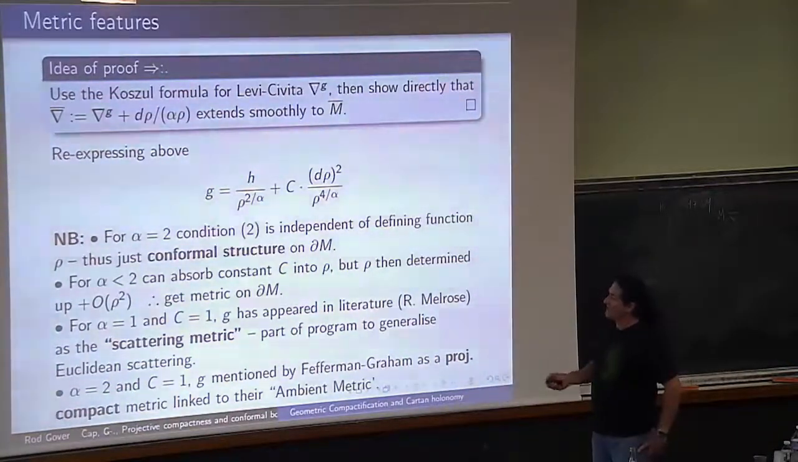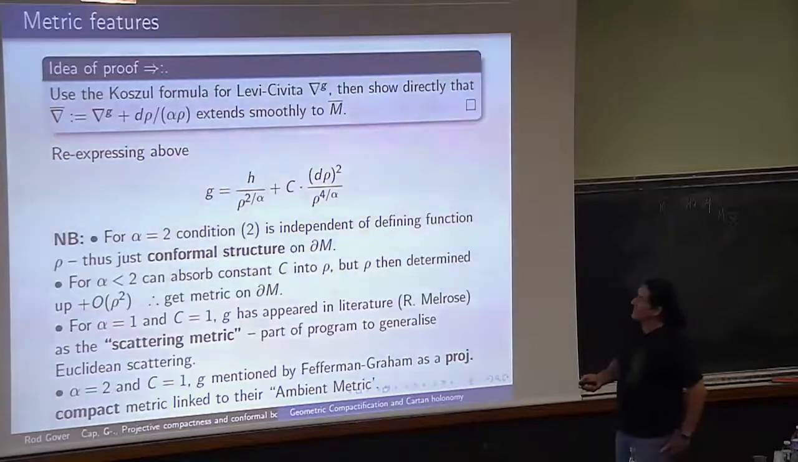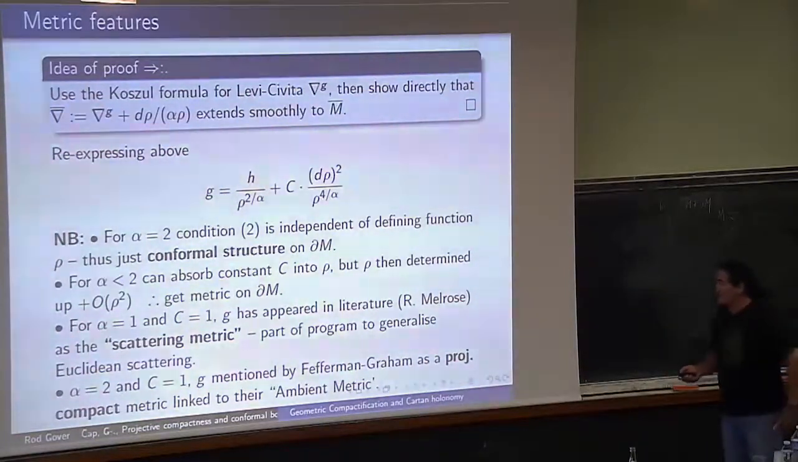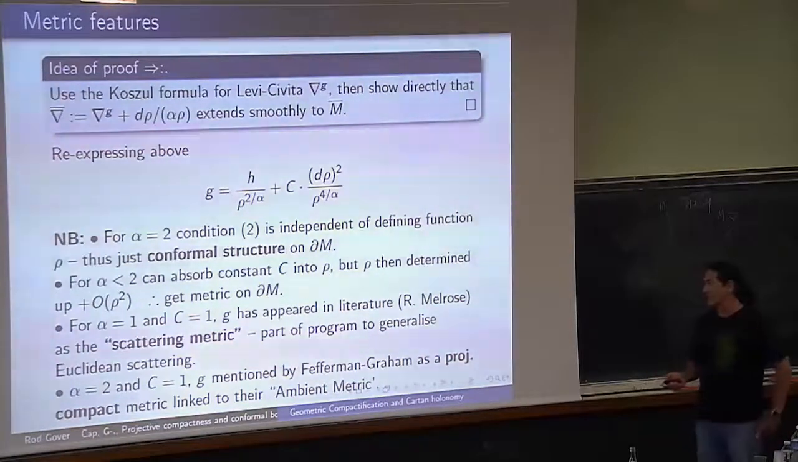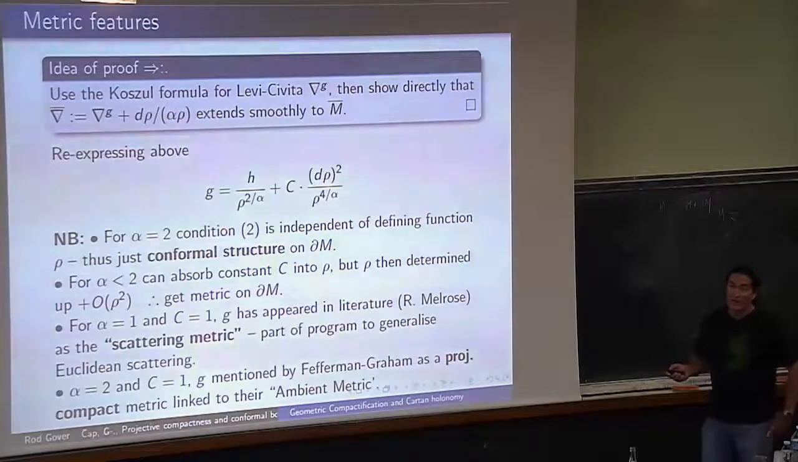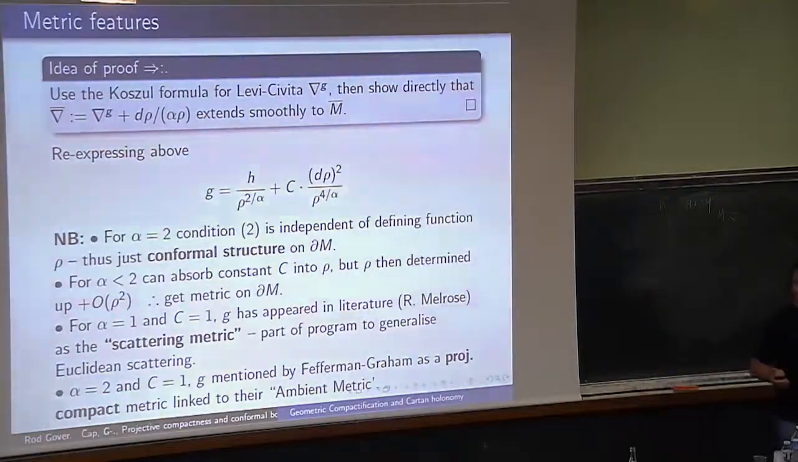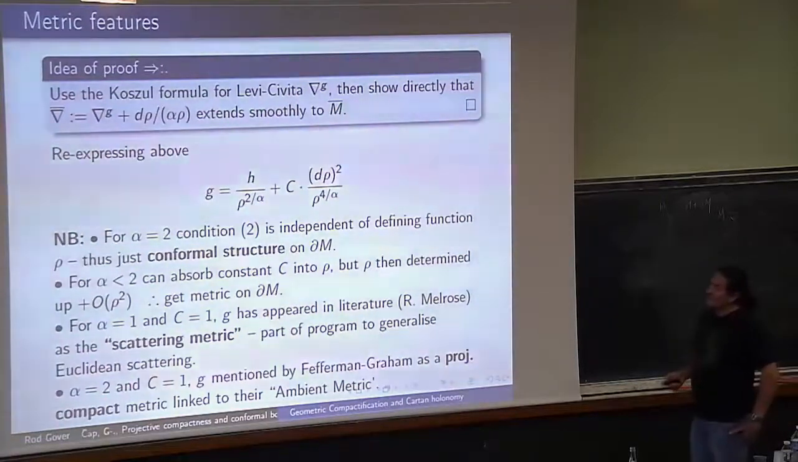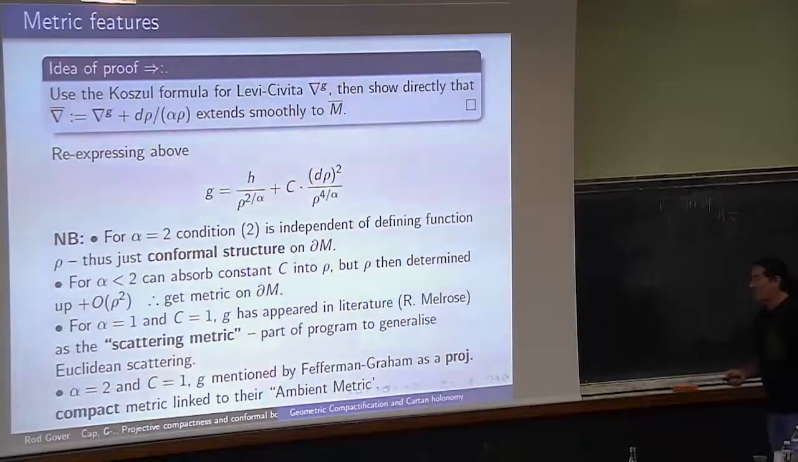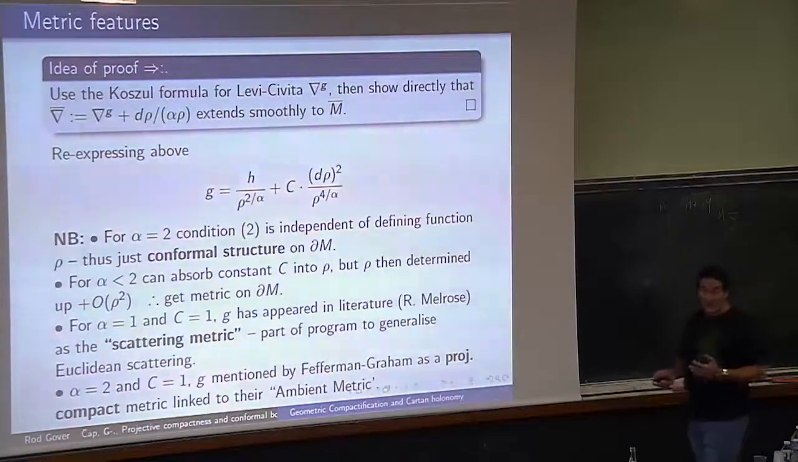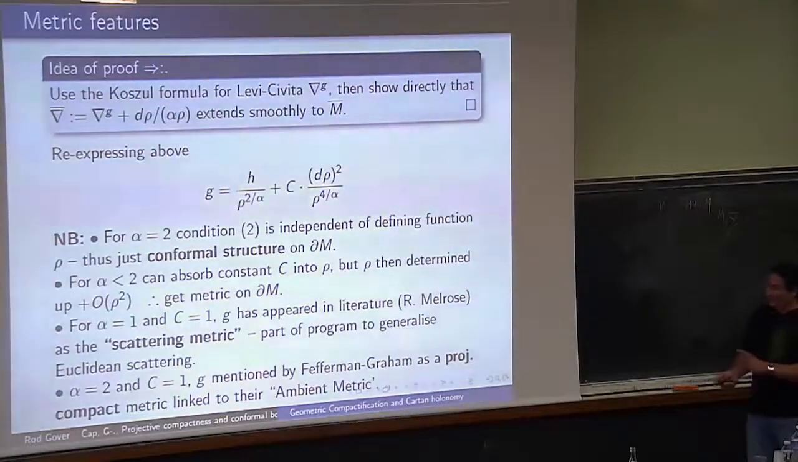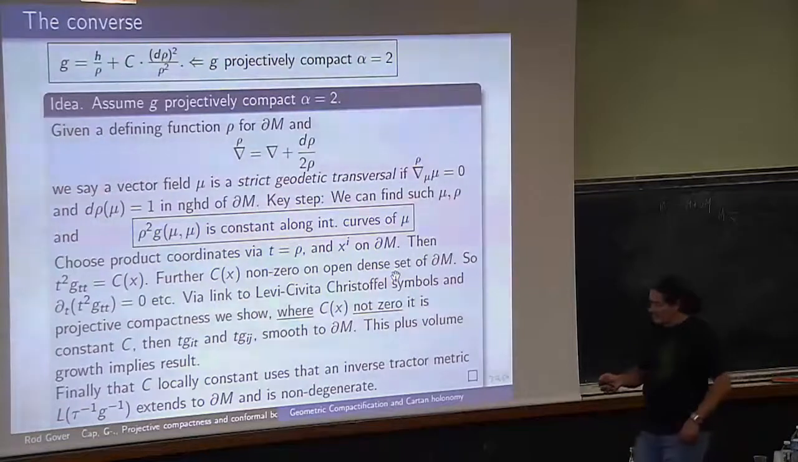And then just to point out that this class of projectively compact metrics has shown up in the literature. So alpha equals 1 and C equals 1 appears in, for instance, Melrose's little book on scattering, the Stanford lectures, as a good metric for generalizing Euclidean scattering, the way he put it there. And for alpha equals 2 and C equals 1, this is mentioned in Fefferman-Graham. It's actually a projectively compact metric that's equivalent to their Fefferman-Graham ambient metric, basically. So the ambient metric of Fefferman-Graham is really most closely related to projective geometry, and that's where that one shows up.